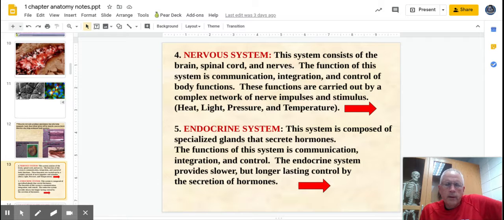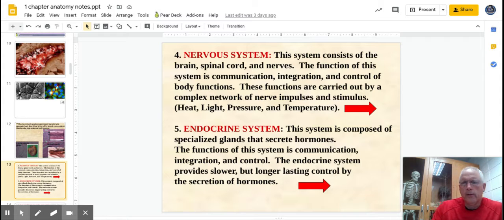But what I want you to look at on this slide is you're going to notice something that's confusing to students sometimes. They look there and they're like, wait a minute, Mr. Yance, what's the deal? These have the same functions, right? Both of them say that they communicate, integration, and control. So how could both of these systems do the same thing?